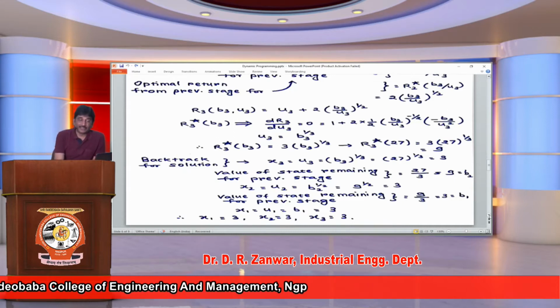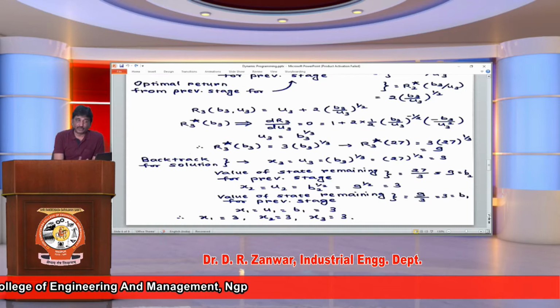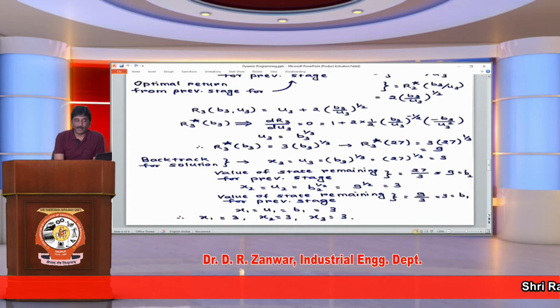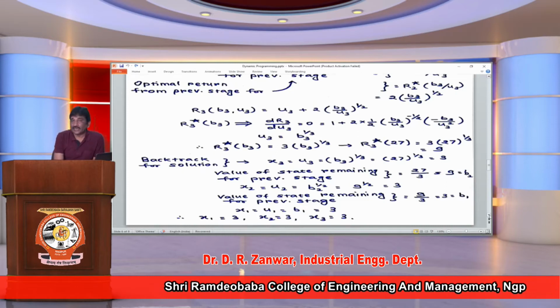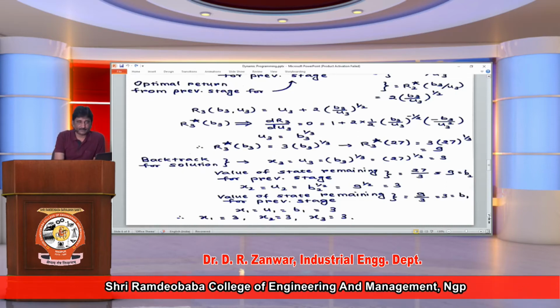What is important in this problem? This problem you could have solved by the tabular approach, provided x1, x2, x3 were known to be integers. But here it is not specified that they are integers, right? So we finish the second problem here. What is important to be learnt here is how to deal with the continuous variables.